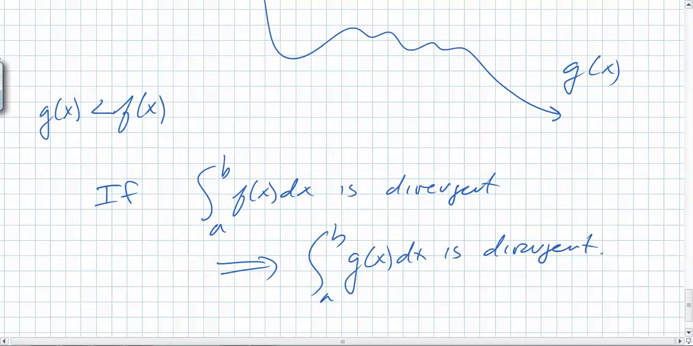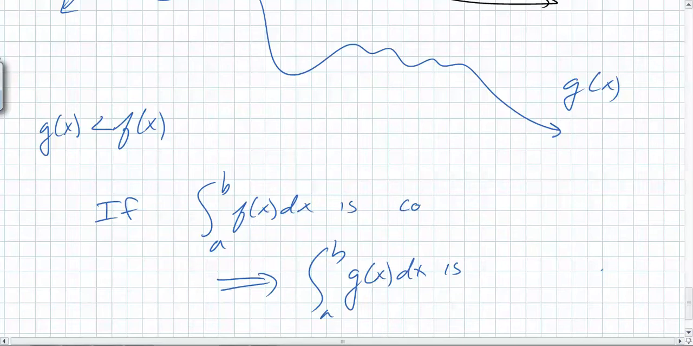No, convergent. Why am I writing this? Oh gosh, I'm sorry. Convergent. And you were right when you said it might be divergent. Sorry, I don't know why I wrote that. I've been a little scrambled. The idea is if one function is less than another and the bigger one converges, then the smaller one must converge.